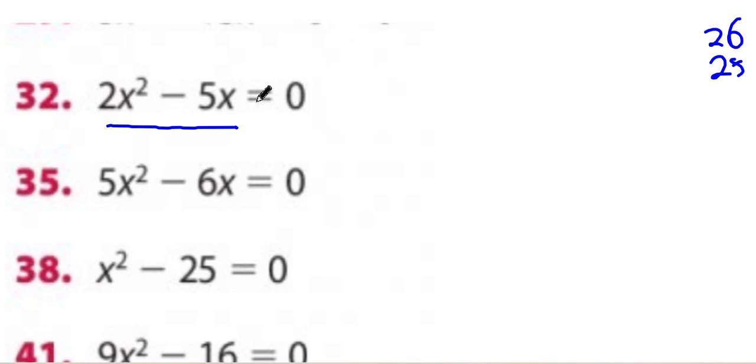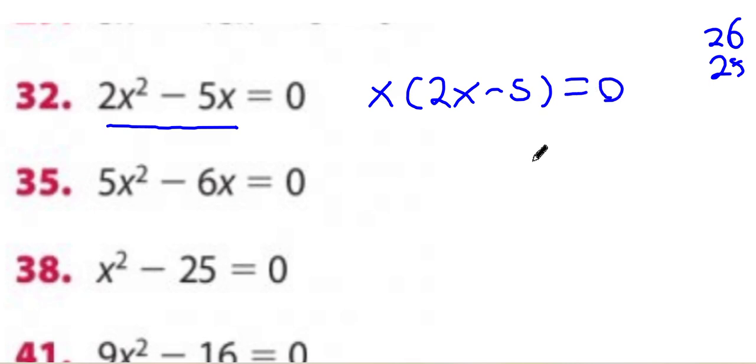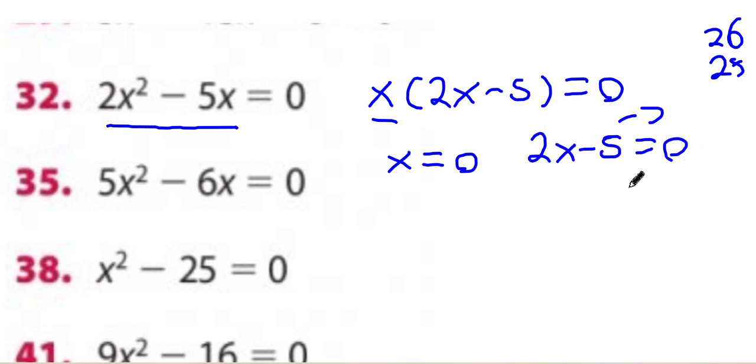So here's what we're going to do. What can I take out in common? What's left over? 2x and... So we're either going to blame the first one. So what's blame the first one? X equals 0. Or we're going to blame the second one. And then bring the 5 over to your side. 2x equals 5. And x equals... Now, you already know.